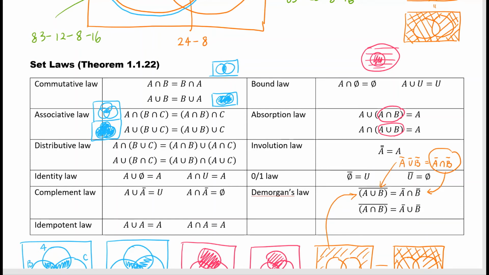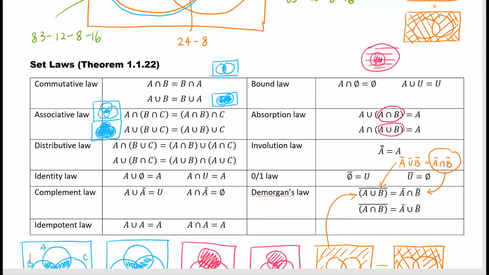Remember, two negative numbers make a positive, and when you multiply or divide by a negative number, it flips the inequality, right? That's why in this case, when you distribute the complement, it flips your union to intersection, and it also flips your intersection to union.